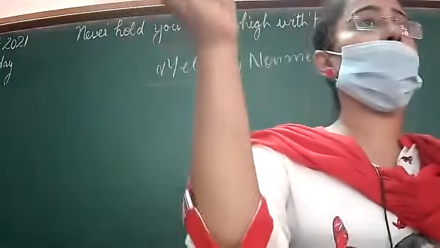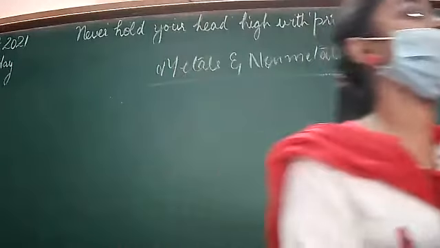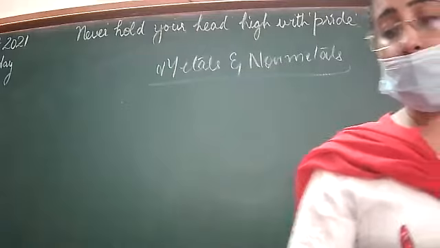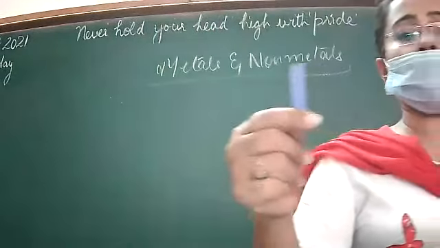And this is a blue litmus. Okay? We have done that acid turns blue litmus red. So I am taking over here a blue litmus strip. You can see here.